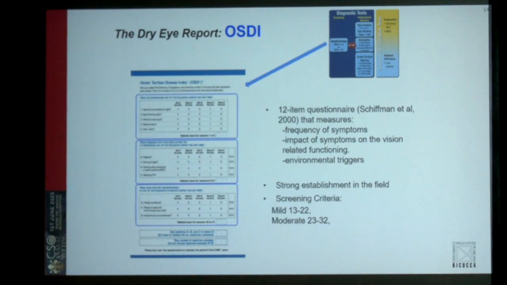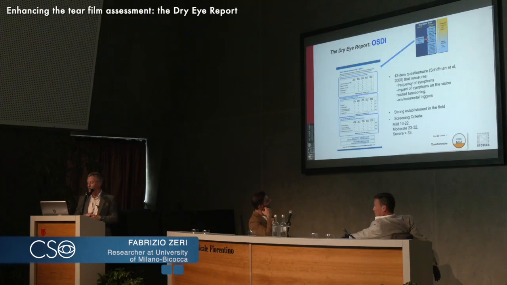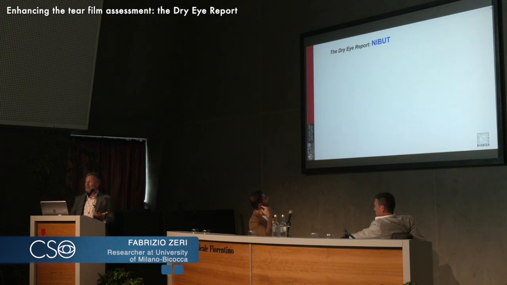Okay, we know the criteria for the diagnosis over the screening, and so the dry eye report gives us, once we put inside the scoring of the questionnaire, whether the traffic light is red or not. What about the input?